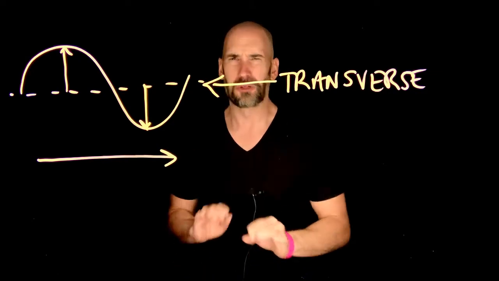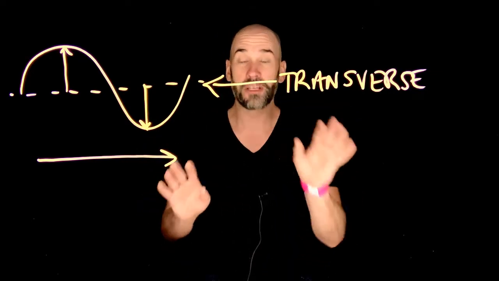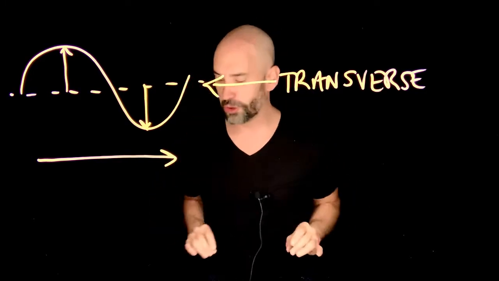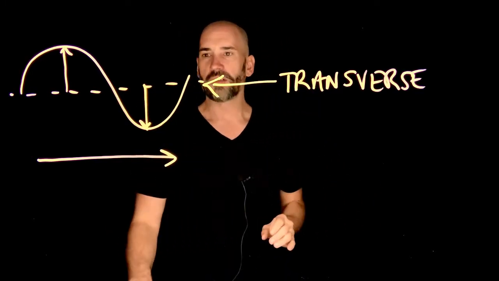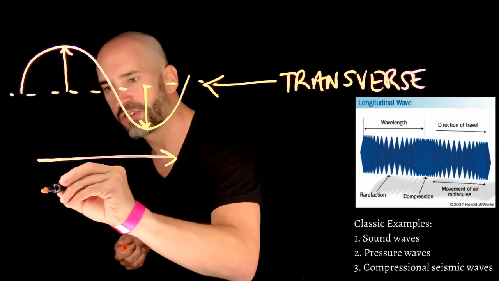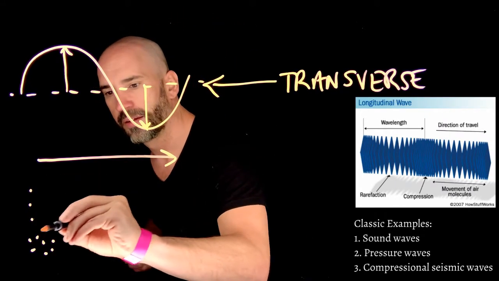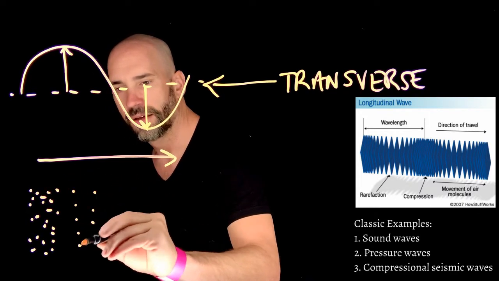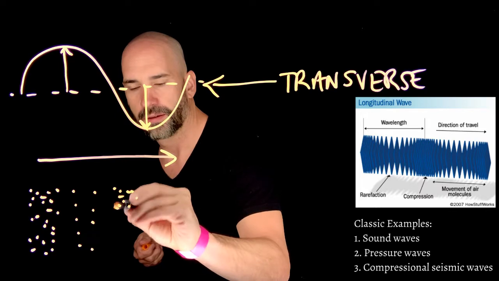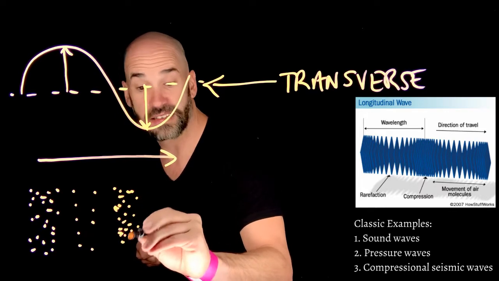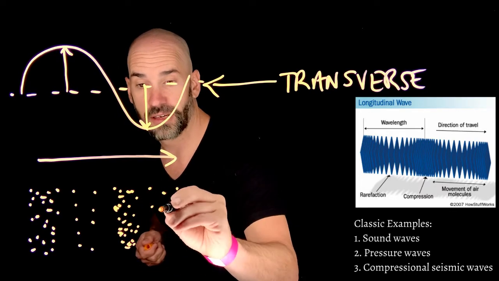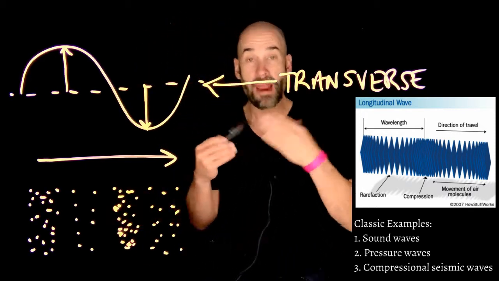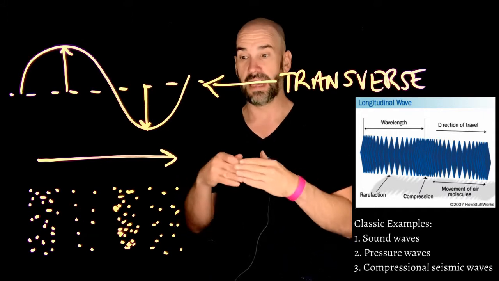If that wasn't clear, which it probably wasn't, there are a million places where you can Google transverse and longitudinal waves and see. But longitudinal waves, what are they? Well, longitudinal waves are waves in which, and this is a little bit harder to draw, they're exactly the opposite of transverse. The vibrations in the wave are parallel or in the same direction as the propagation.